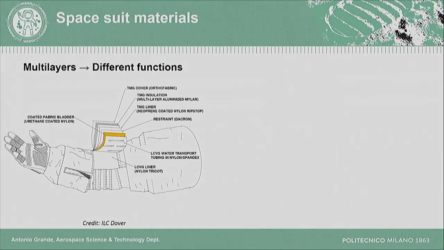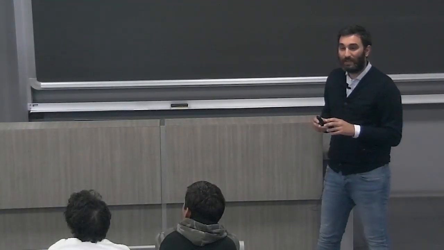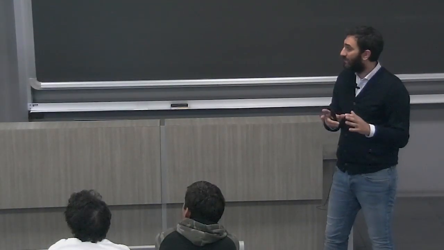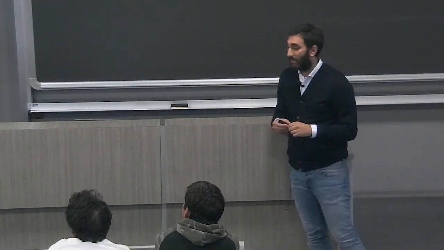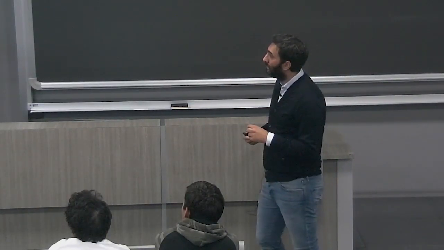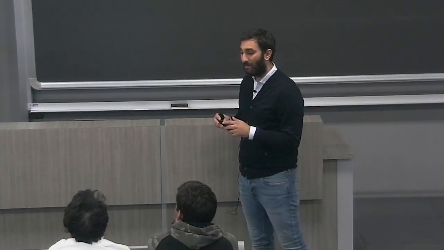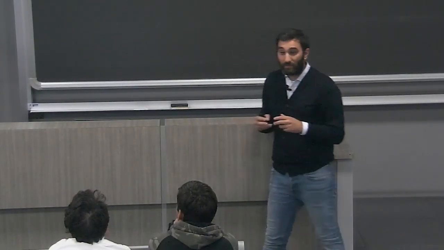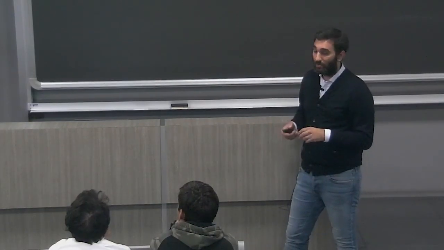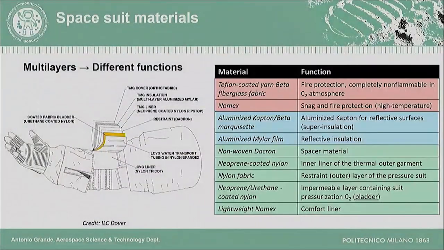What are the secrets of the spacesuit? How can they protect astronauts from all the threats that we find in space? The answer is their multi-layer structure, where different layers made of different materials serve different functions. If we start from the outermost layer, we have polymeric fabric coated by Teflon for thermal protection.